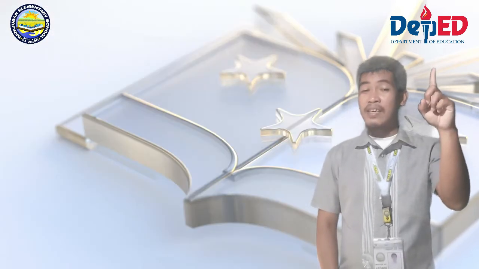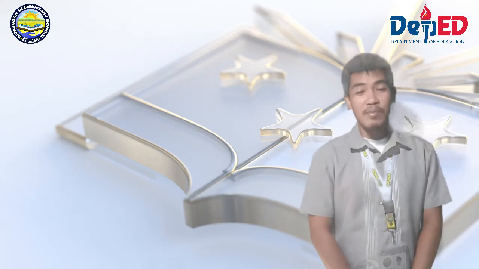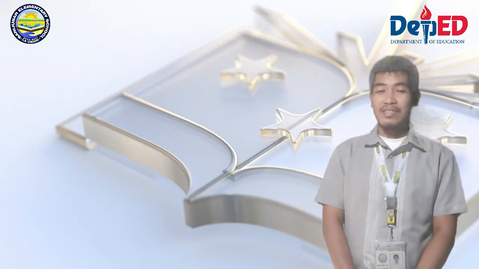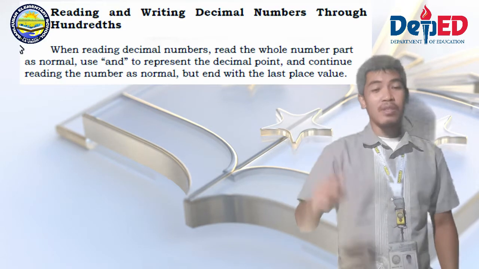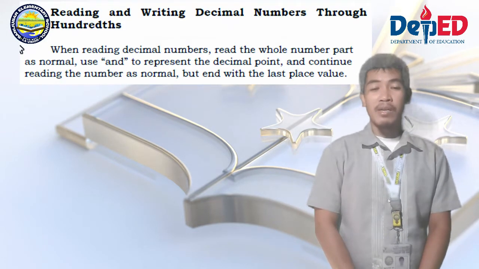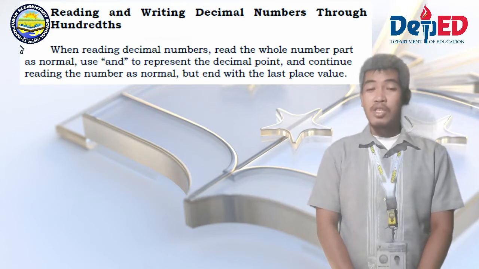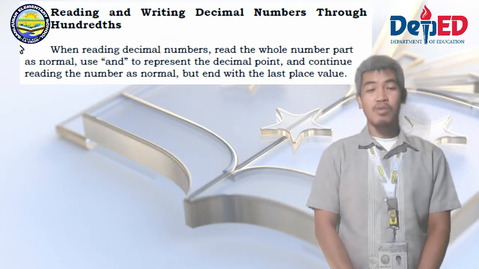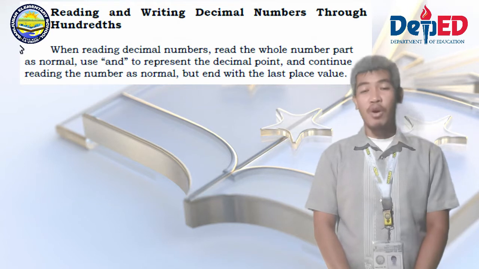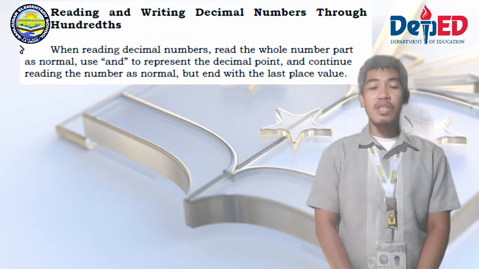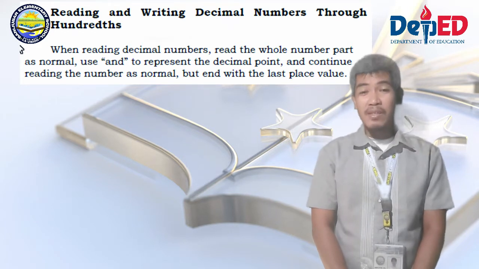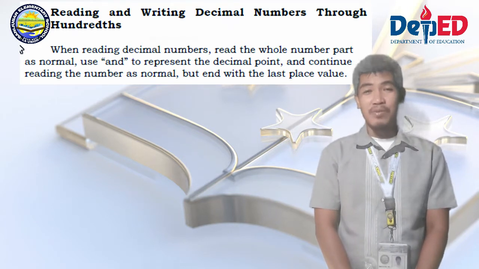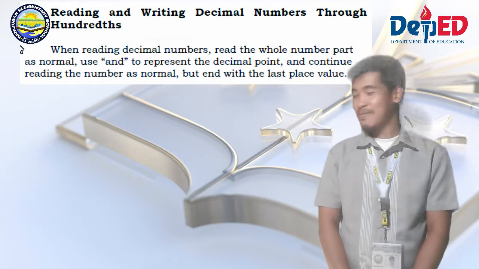Now, let us try to read and write decimal numbers through hundredths. When reading decimal numbers, read the whole number part as normal. Use "and" to represent the decimal point. And continue reading the number as normal but end with the last place value. Let's try this.